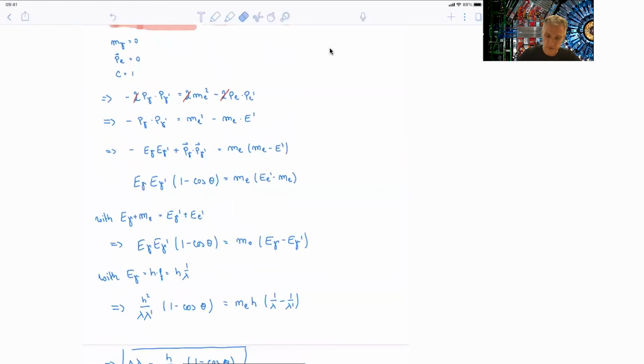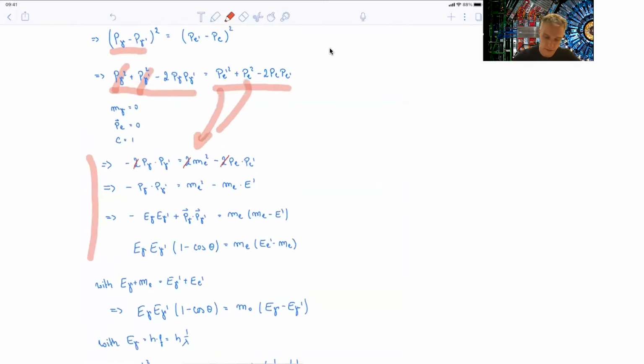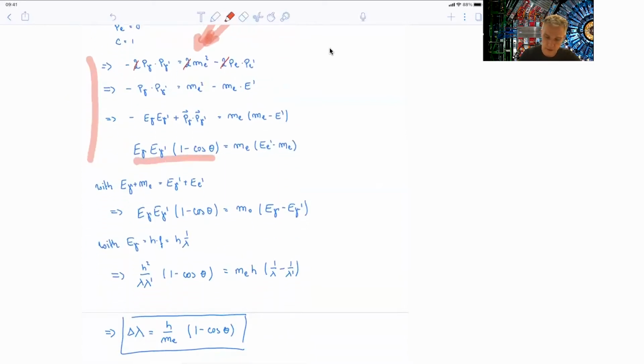So then we just go through a sequence of algebra here, making use of the information that those are simply the mass of the electron. We move things around a little bit and then find this equation here, which relates the energies of the two photons via the scattering angle, which we get from the scalar product of the three momenta of the photon, to the change in electron energy, which is the energy of the electron minus the mass.